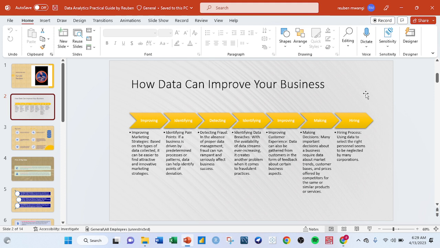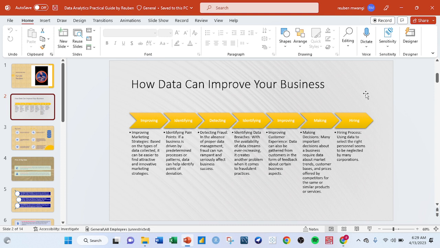Making decisions: many important decisions about a business require data about the market, trade, and customers. Nowadays we say you don't just make your own conclusions. Your conclusions or decisions must be supported by facts, so it must be supported by data. We're also talking of hiring processes. Data can assist you to make this process so efficient and so fast. Because, for example, just consider 1,000 candidates applied for a certain position.